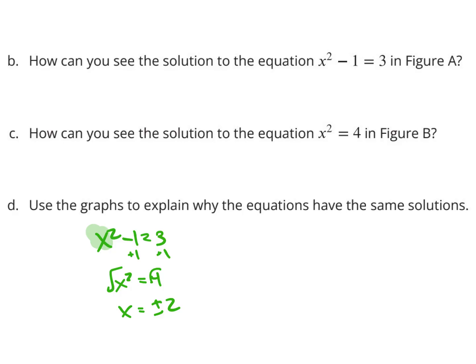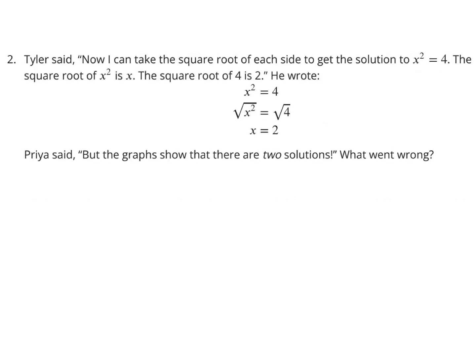So with C, you have x squared equals 4. Take the square root, x is equal to plus and minus 2. So they got the same x value, not the same y value. So looking at this problem, Tyler got one answer. But what Tyler forgot was that when you take the square root of a positive number, you get a positive answer and a negative answer.